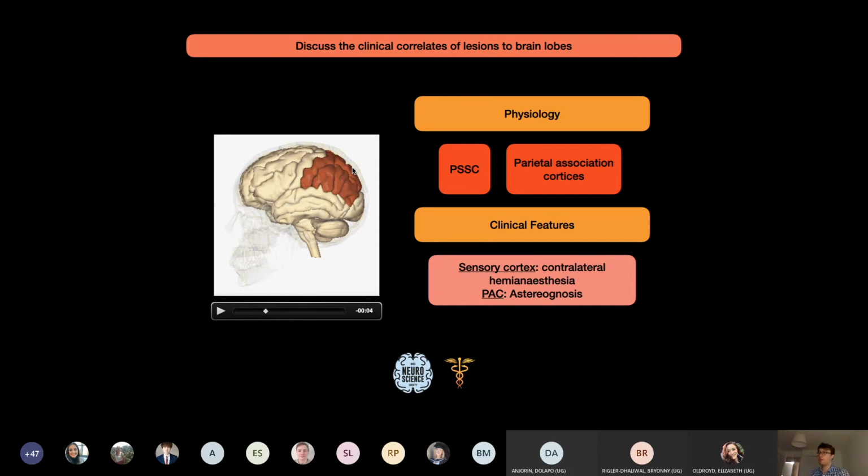So part of an advanced neurological exam is having a patient close their eyes and pick up a very familiar object. What is this? And you're testing the parietal association cortex.